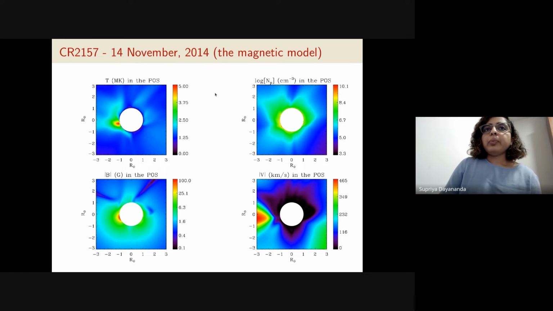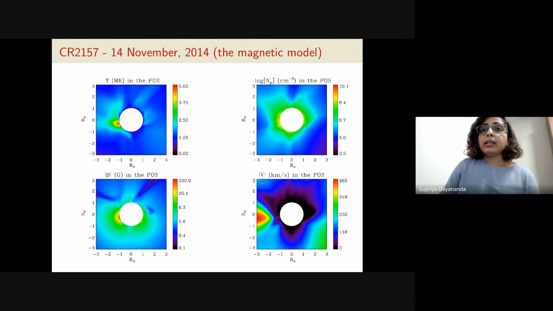Here is a sample of plane of the sky variation of different physical parameters in this model: the temperature, the electron or proton densities, the magnitude of magnetic field. You see close to the surface in this region, you see even magnetic fields going up to like 50 to 100 Gauss. And here is a representation of plane of the sky.